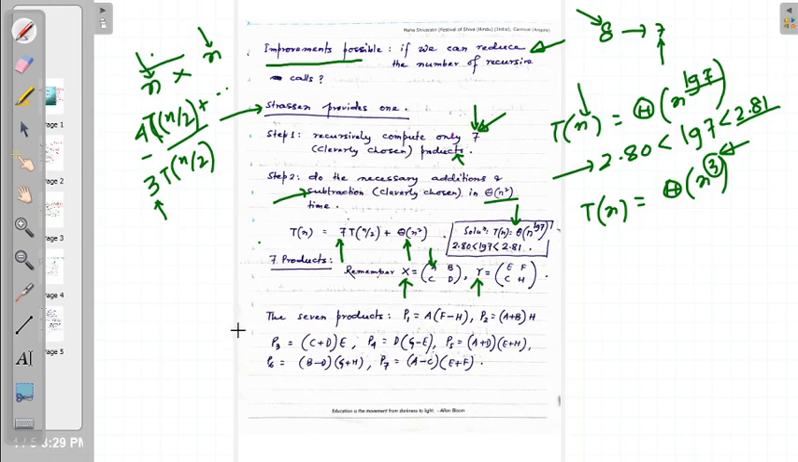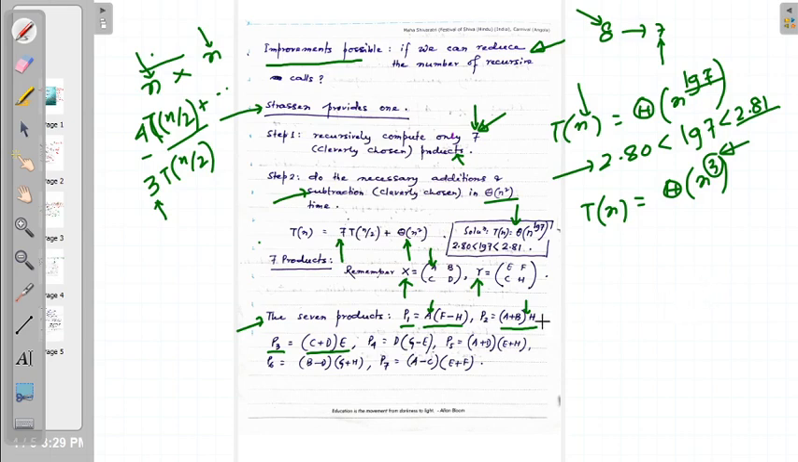Strassen's method says the 7 products that we have to solve are: P1 equals this, P2 equals A plus B times this H. So this is one multiplication here, one multiplication is here, but this is a subtraction, and this is one addition. Then P3 equals C plus D times E, P4 equals this, and P5 and so on.